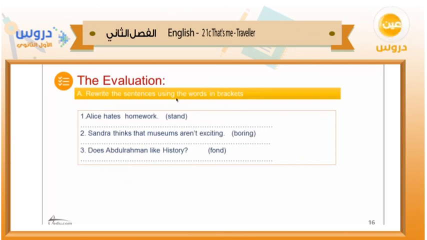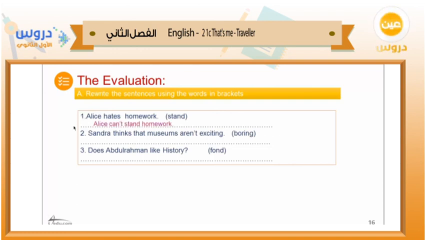Rewrite the sentences using the words in brackets. Number 1, Alice hates homework, stand. 2, Sandra thinks that museums are exciting, boring. 3, does Abdurrahman like history? Fun. Now please try to answer these 3 sentences and rewrite them again using the word in brackets. Okay, let's check your answers, please.